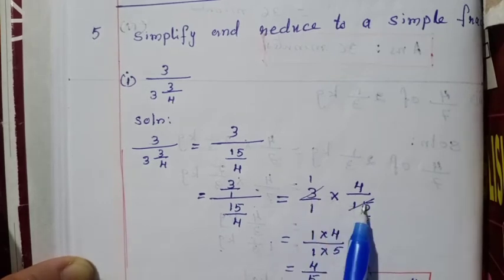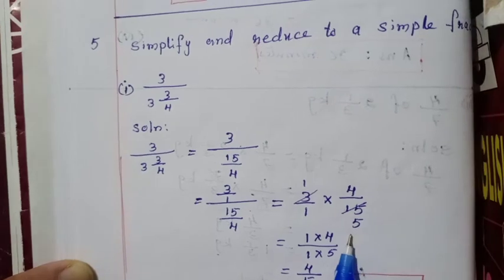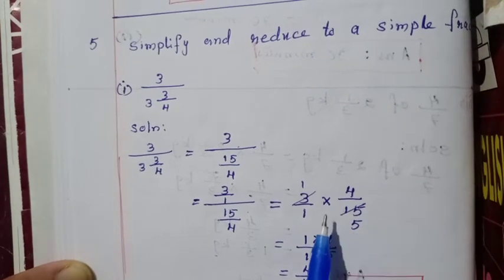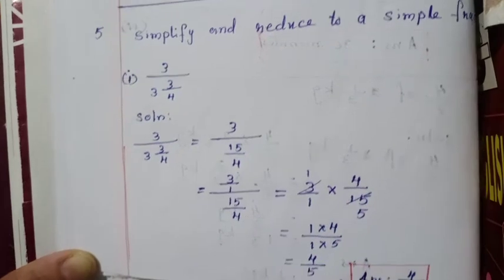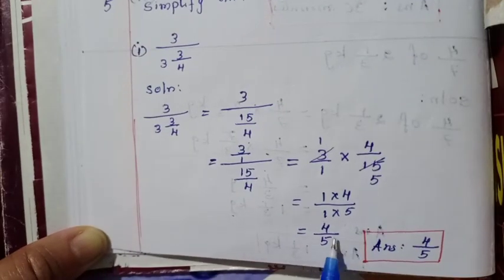Then 3 and 15 we can divide here. 5 times 3 is 15, 5 times. Then 1 into 4 in the numerator, 4, and 1 into 5 in the denominator, 5. So 4 by 5 is the answer.